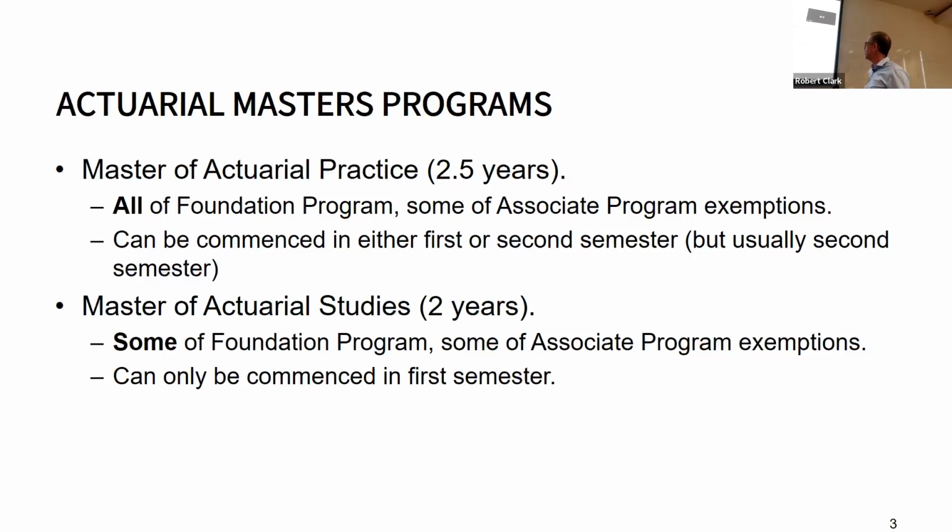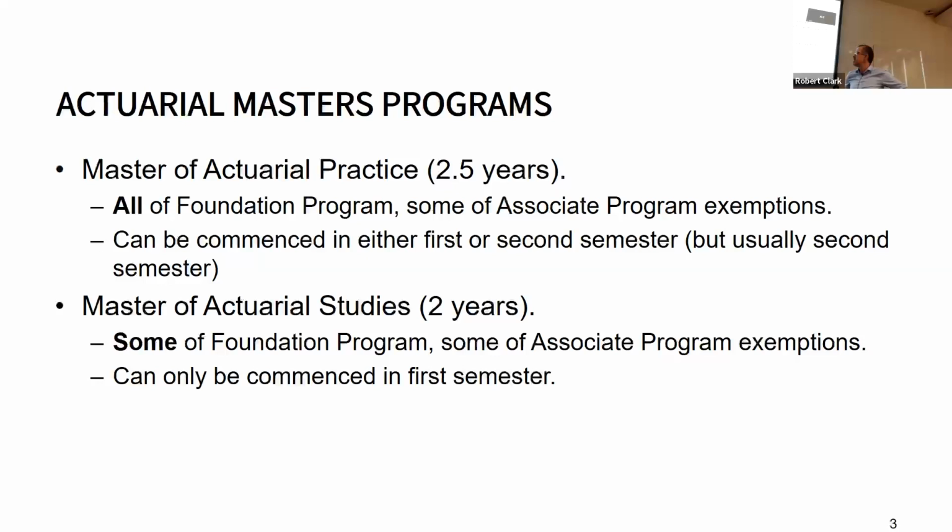If you do the Master of Actuarial Studies, you can get exemptions for some of what they call their foundation program qualifications and some of their associate program qualifications. If you do the Master of Actuarial Practice, you get all of the foundation program, and you also get some of the associate program exemptions.